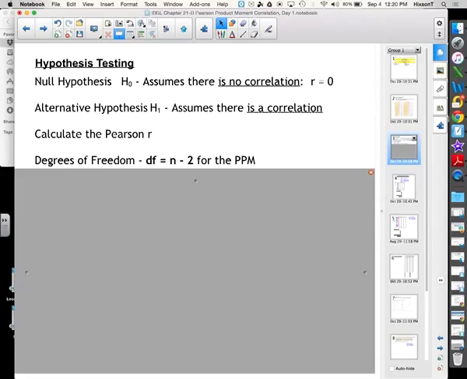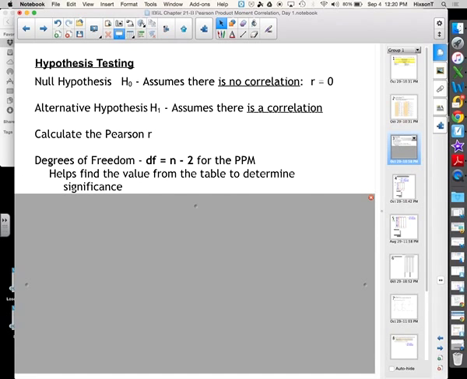So if you have 30 people, how many degrees of freedom are you going to have? 28. So you've got to identify that, and you're going to write that down, because you're doing basically a little report here. You write down your degrees of freedom. This is going to help you find a value from the table that we're going to look at that will help you determine significance.